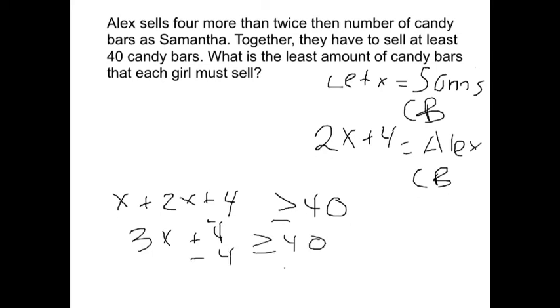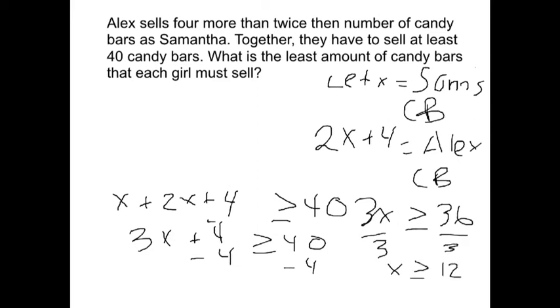I'm going to minus 4 on both sides. Get 3X is greater than or equal to 36. Divide by 3 and I get X is greater than or equal to 12. That basically means that Sam can sell 12 candy bars or anything more than 12. So when the question says what is the least amount of candy bars that each girl must sell, well, Sam must sell 12, but she can sell 500 and all is good in the world.